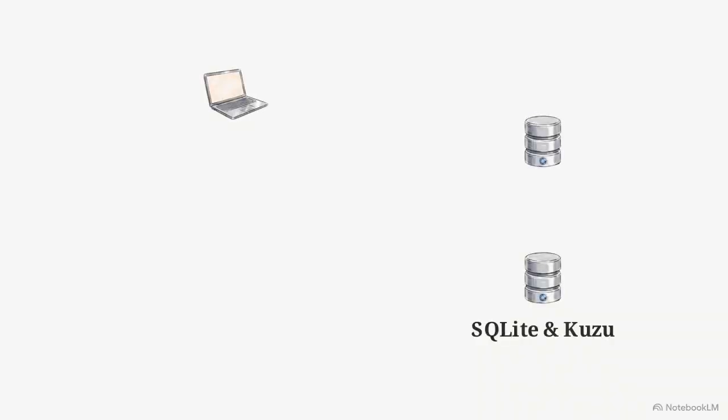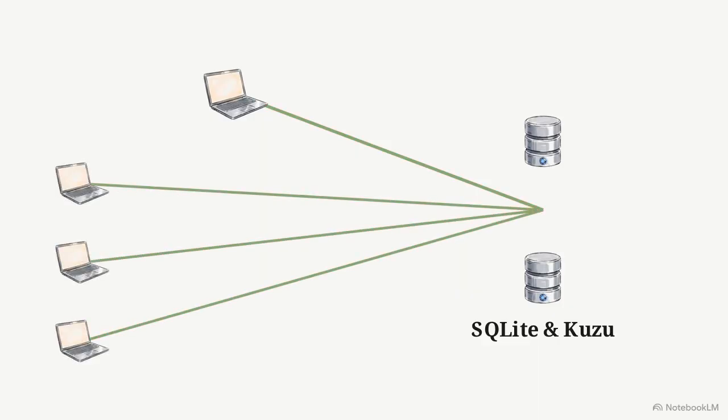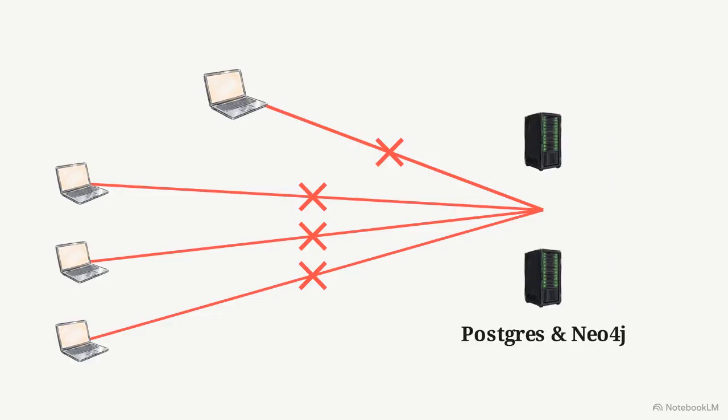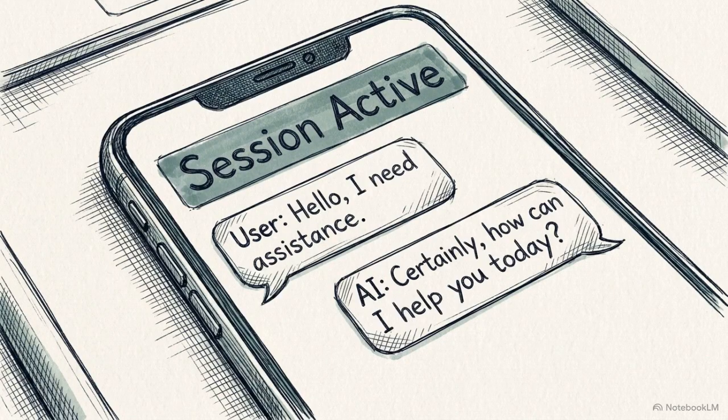Because the specific local stack relies on SQLite and Kuzu, it uses file locking mechanisms. This limits the databases to single-agent workflows. They cannot handle concurrent read-writes from multiple sources. When you decide to scale into a multi-agent production environment, you will need to swap out those local defaults for high concurrency databases, specifically Postgres and Neo4j. You can also introduce short-term conversational continuity to this setup.